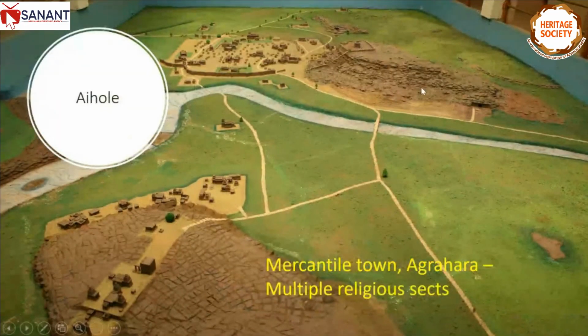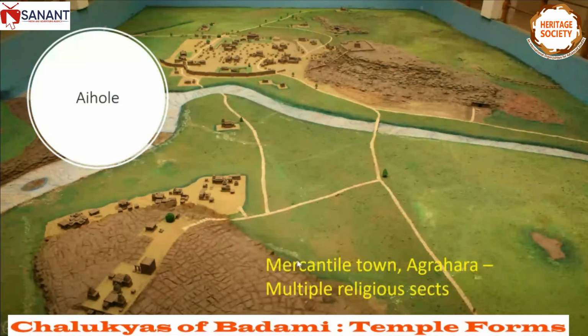This is the site of Aihole, and the distinction of this site lies in the fact that it was a mercantile town. A traders guild known as Ayavale 500 existed here, and it played a very significant role in the history of commerce in the whole of South India. And as late as the 17th century, you find references to that Ayavale 500 guild.